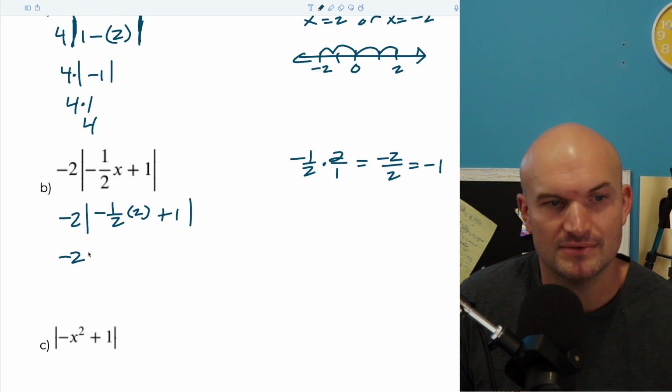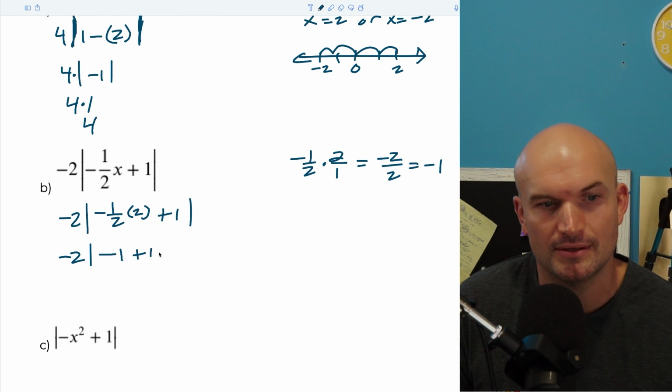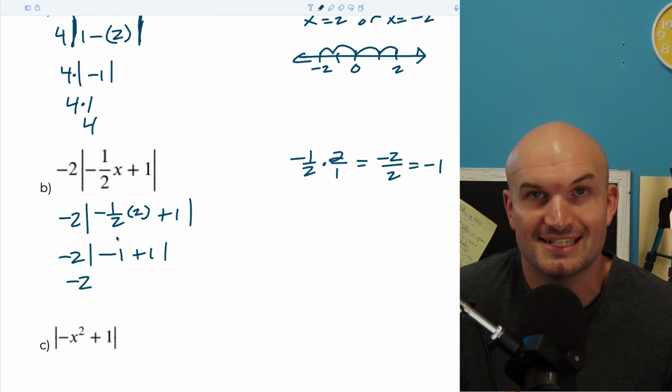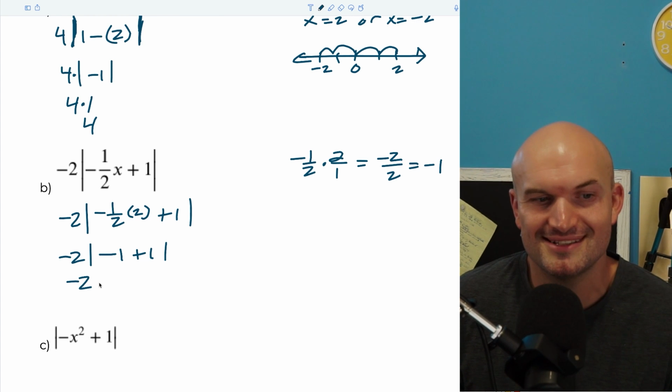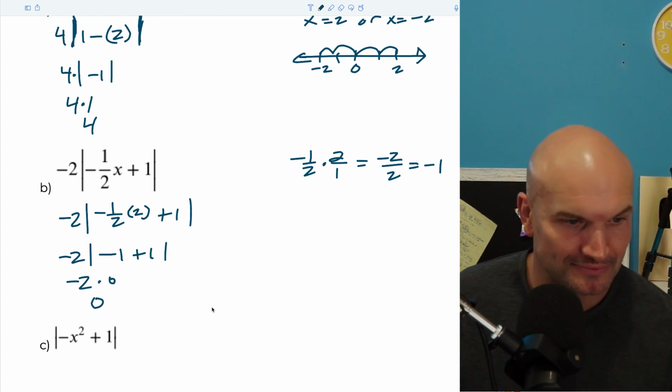So I have -2 times, let's see, this is -1 plus 1. Well, -1 plus 1 is going to be 0, right? So the absolute value of 0 is like, what's the distance away from 0 at 0? Well, it's just 0, right? So -2 times 0 is just going to be 0.